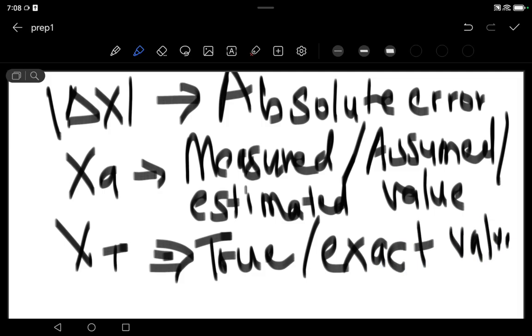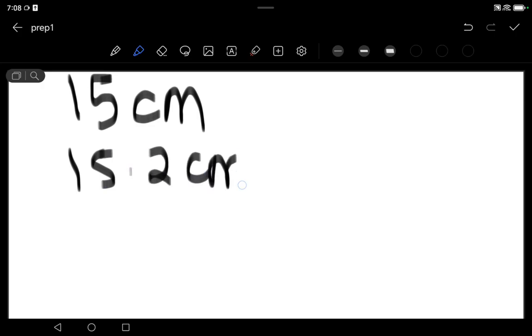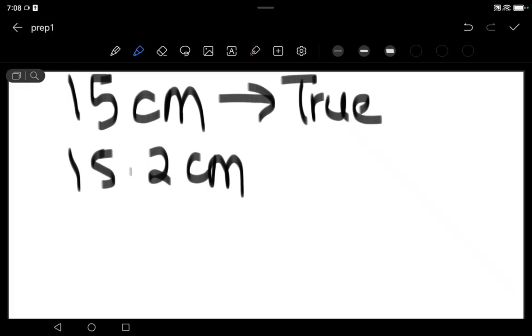Moving forward, we're going to make an example. Let's say we are buying a phone, and on the specification of the phone, they say the length of that phone is 15 centimeter. We bought the phone, and when we measure it, we get 15.2 centimeter. From this information, we have to calculate the absolute error. The 15 centimeter that comes with the phone is the true value, and 15.2 centimeter is the one that we measured.